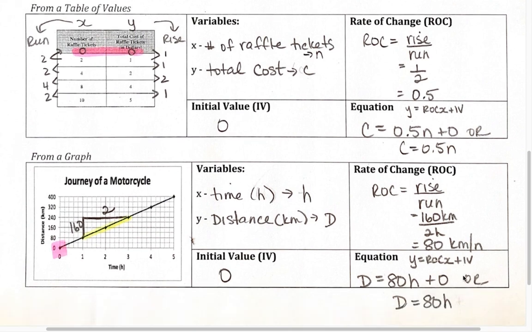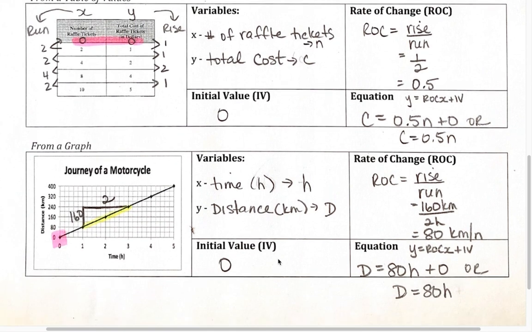Okay, and finally, exact same thing, only this time we're going to do it from a graph. Again, I want to be able to pick off what my independent variable is, my dependent variable, initial value, and rate of change. I'm going to start off with the variables here.